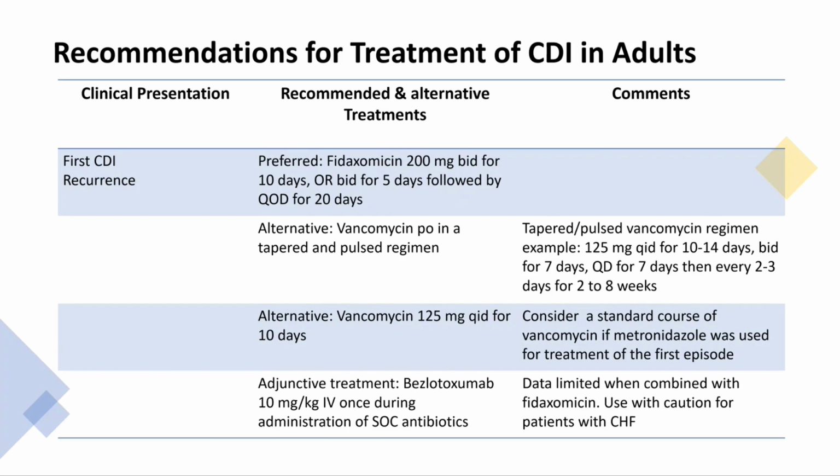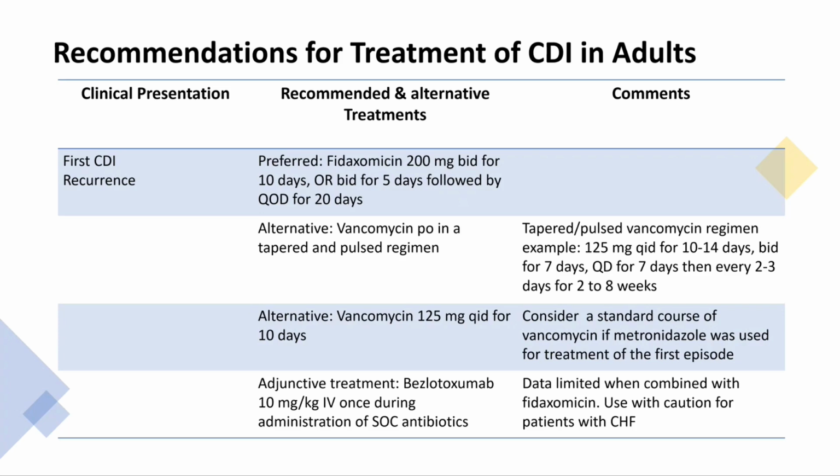Or you can do vancomycin as a tapered dose. One of the examples is 125 four times a day for 10 to 14 days, then twice a day for 7 days, and once a day for 7 days, and every other day for 2 up to 8 weeks. And that would depend on the patient, how sick they are, and what underlying factors they might have, like immunosuppression, or if they're on chemotherapy or steroids or things like that. So that can be an alternative.